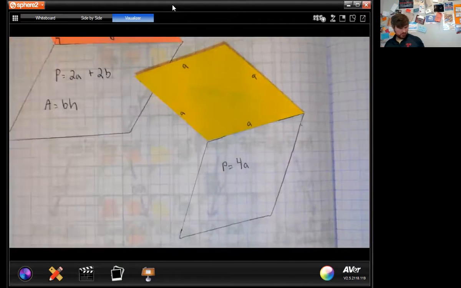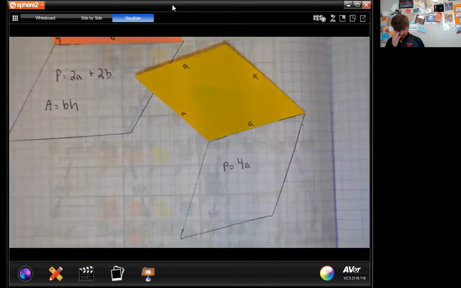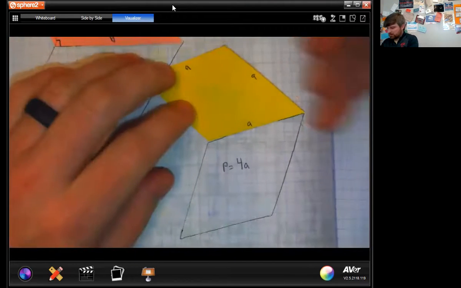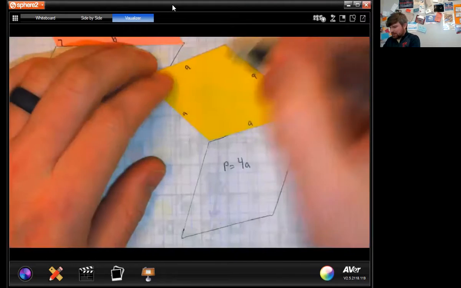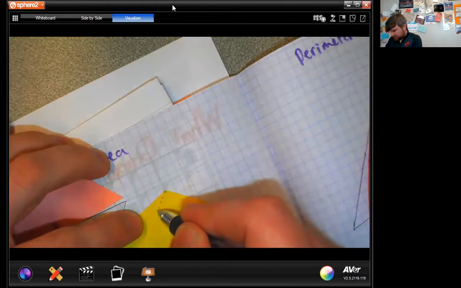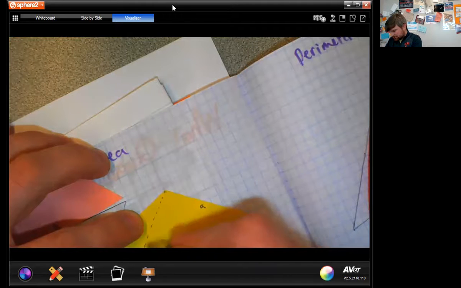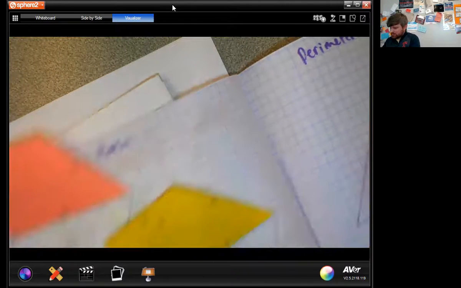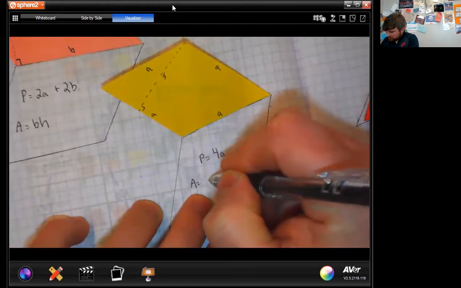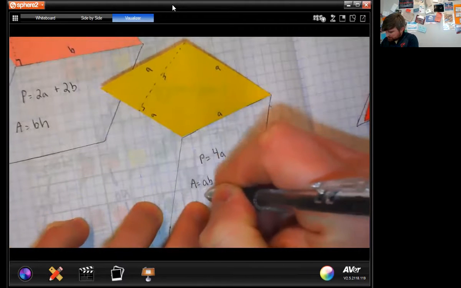Now, for the area, there's a few things we could do. We could do this formula over here if I had the height here. Okay, let's say the height might be something like this. If I had that height. So there's a few different formulas here for area. So I could do AH.